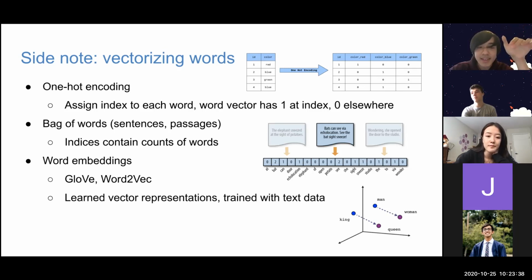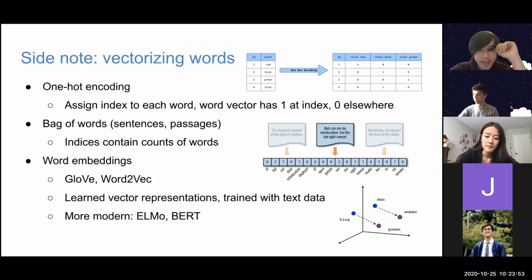Another category is learned vector representations that you train with text data. Generally these are trained by scraping Wikipedia for all of their text data and then learning how to represent the English language in a convenient way. Modern examples of this would be ELMo and BERT, which I think Google came up with. BERT is just a massive neural network that lets you encode words into a vector that is very easy to then process and do future tasks on.